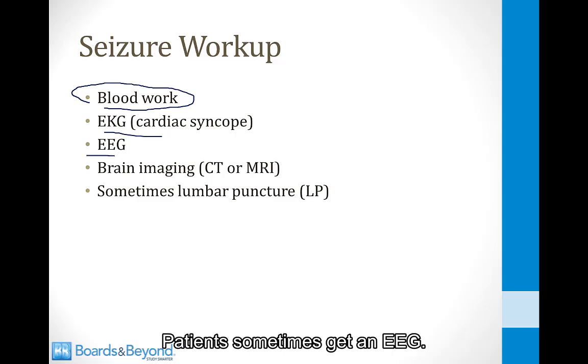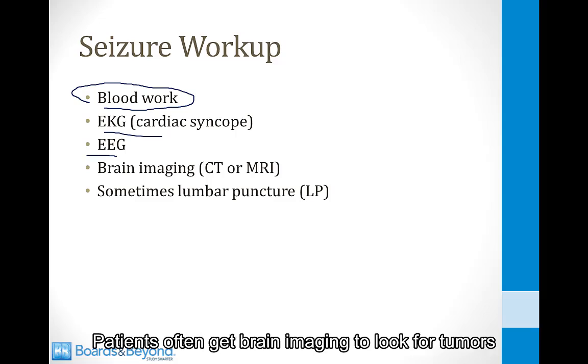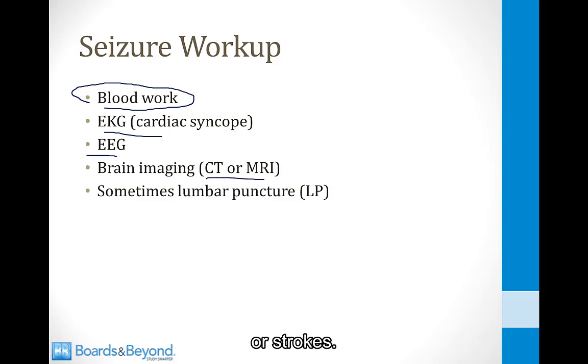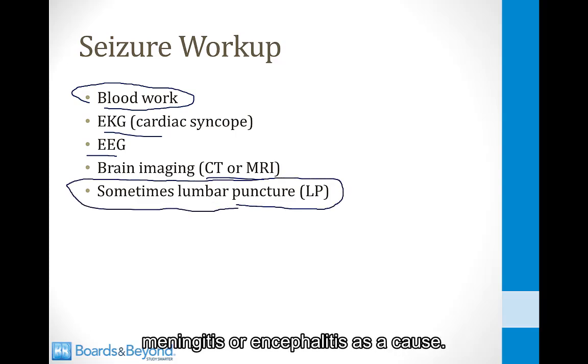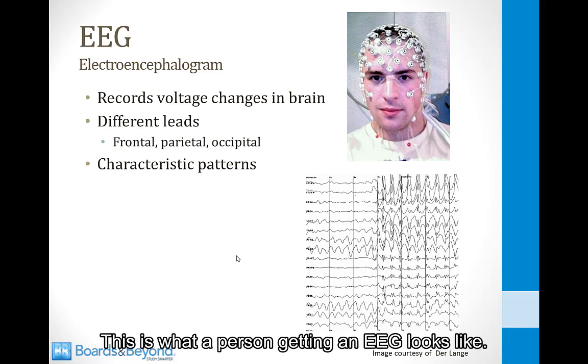Patients sometimes get an EEG. We'll talk about that in a minute. Patients often get brain imaging to look for tumors or strokes. And sometimes you'll do a lumbar puncture if you have reason to suspect that the patient may have meningitis or encephalitis as a cause. This is what a person getting an EEG looks like.